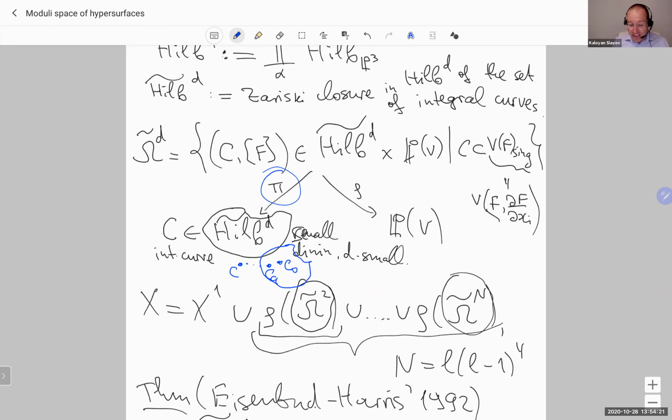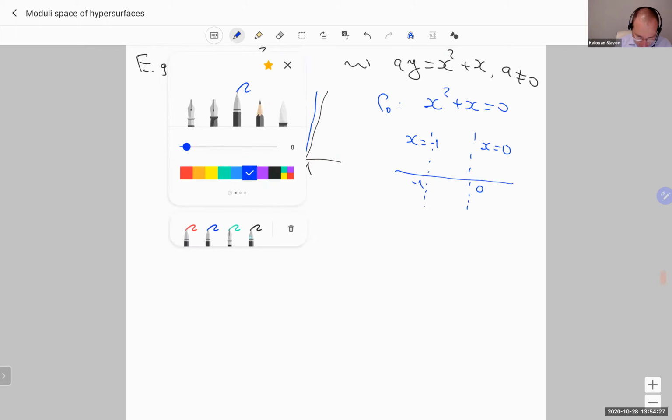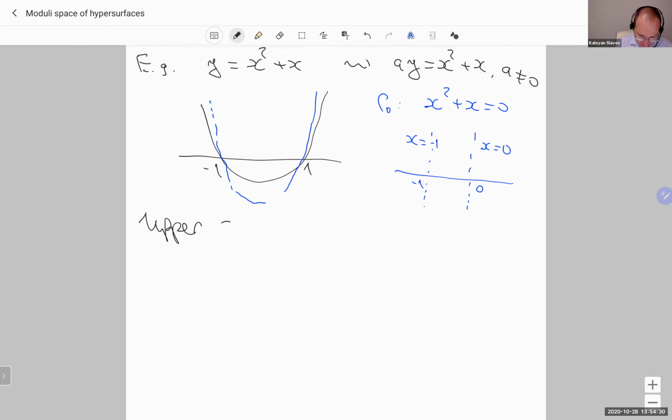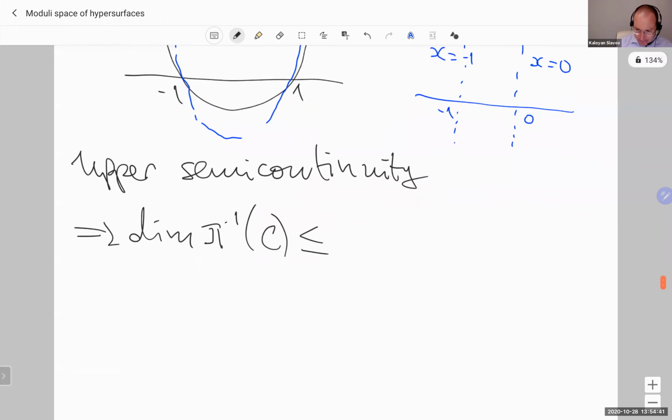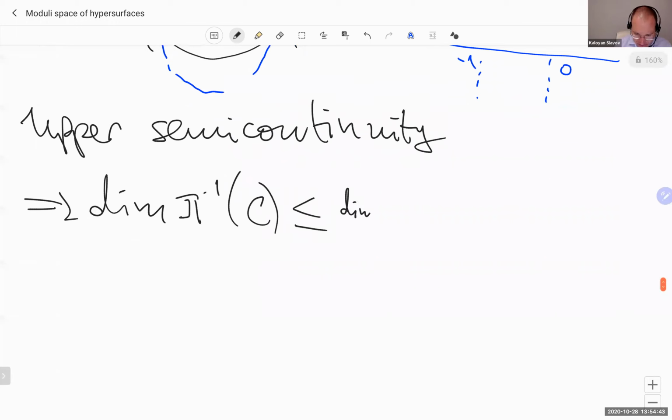So the upper semi-continuity theorem implies the dimension of pi inverse c is less than or equal to the dimension of pi inverse c0, because at a special point the dimension of the fiber can only go up, it cannot go down. C0 is a special point. Any neighborhood of C0 contains a curve projectively equivalent to C.